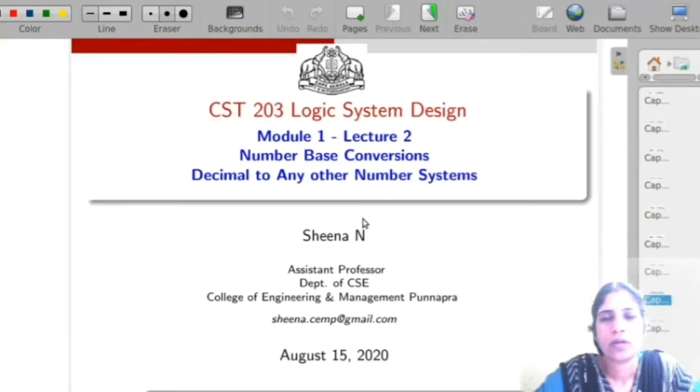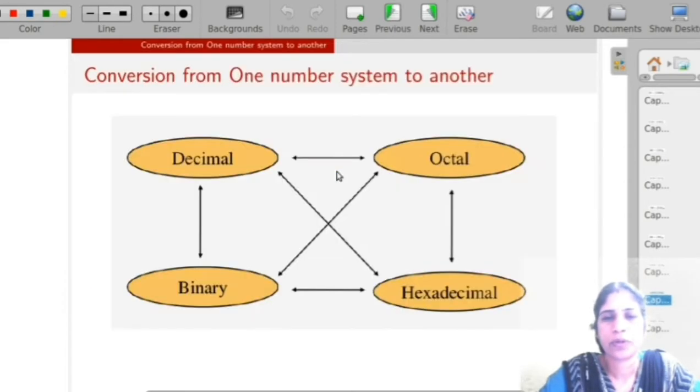Hi all. In the last video we discussed number systems and different types of number systems. In this video we will study conversion from one number system to another. These are the different types of number system we discussed in the last video: decimal number system, octal number system, hexadecimal number system and binary number system.